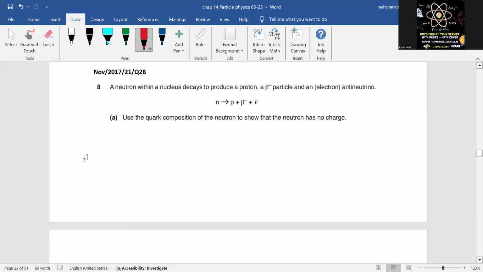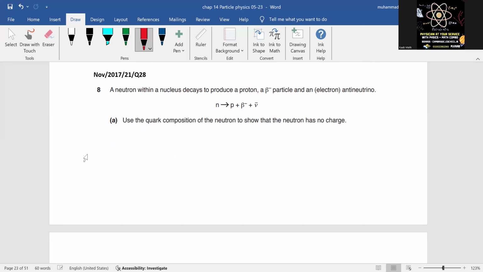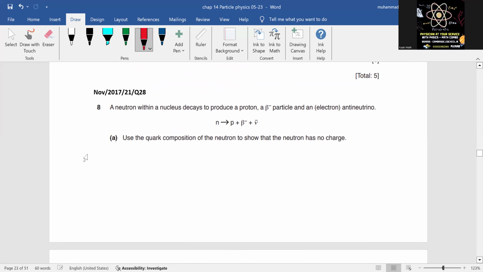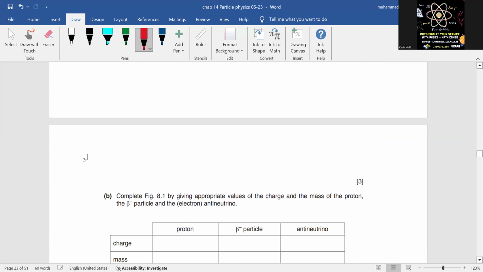Perfect. A neutron within a nucleus decays to produce a proton, a beta negative particle, and an electron antineutrino. Use the quark composition of the neutron to show that the neutron has no charge. Okay, so one up quark and two down quarks: positive 2/3 plus -1/3 plus -1/3. Good. Okay, let's move on.